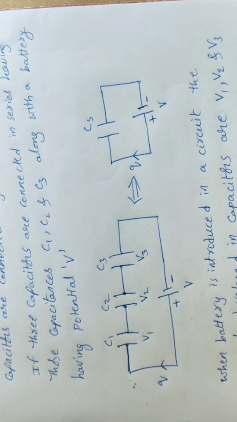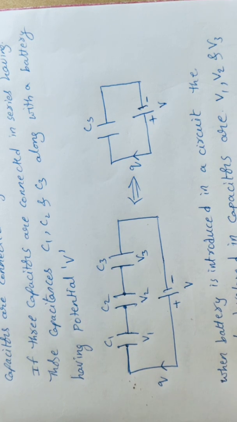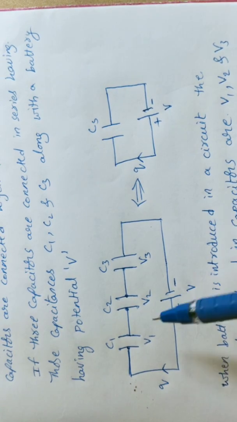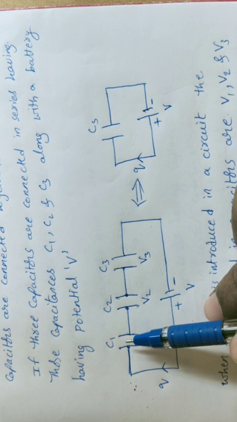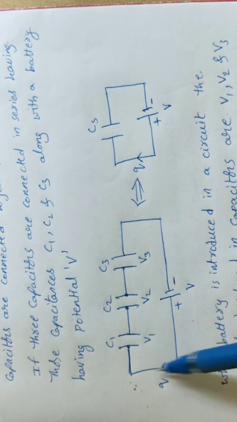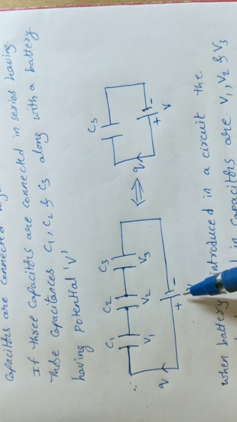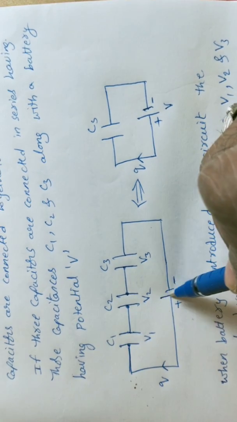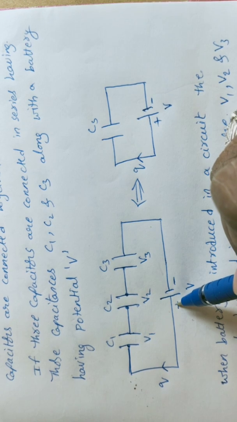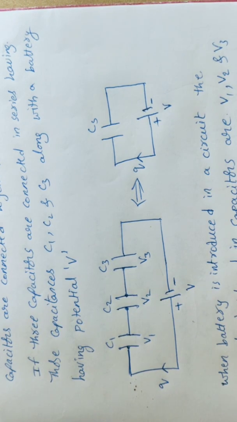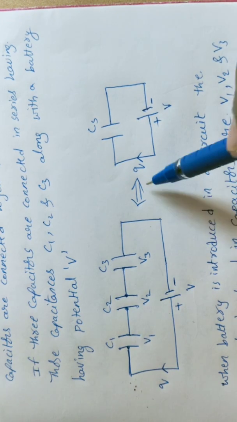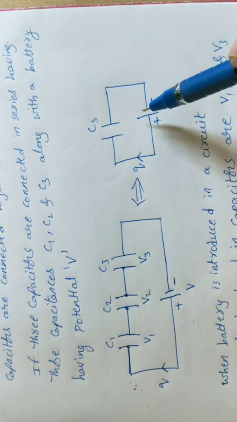So this type of combination is what we call a series combination. For example, here these three capacitors are connected in series, along with one battery having potential V. When the battery is introduced, this is the positive terminal of the battery and this one is the negative terminal. For this, we introduce an equivalent circuit like this.